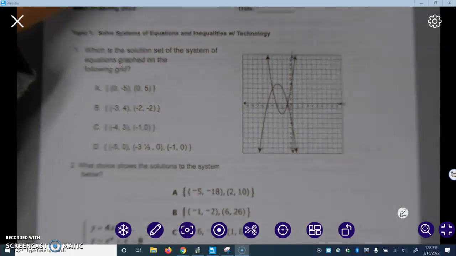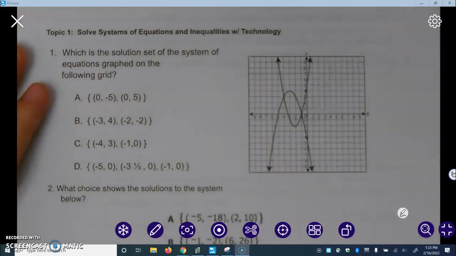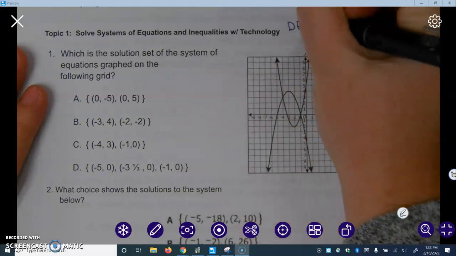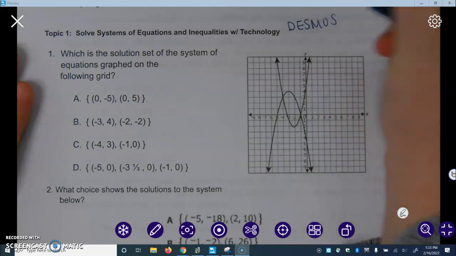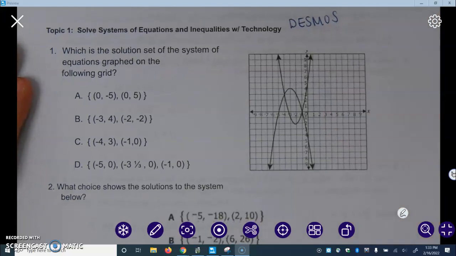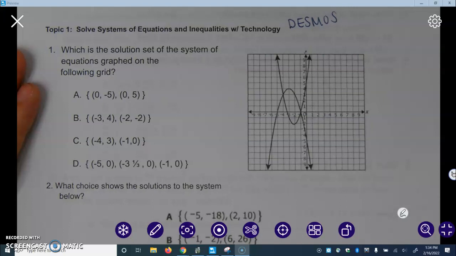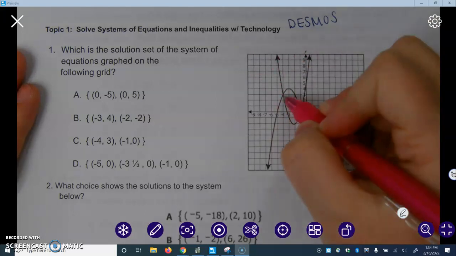All right, so topic 1 is solving systems of equations and inequalities with technology. The technology that we used was Desmos. So number 1, we don't need technology because they've given us a graph. Which is the solution set of the system of equations graphed on the following grid? It's important that you remember when you're graphing two equations at the same time, the solution is where they intersect.